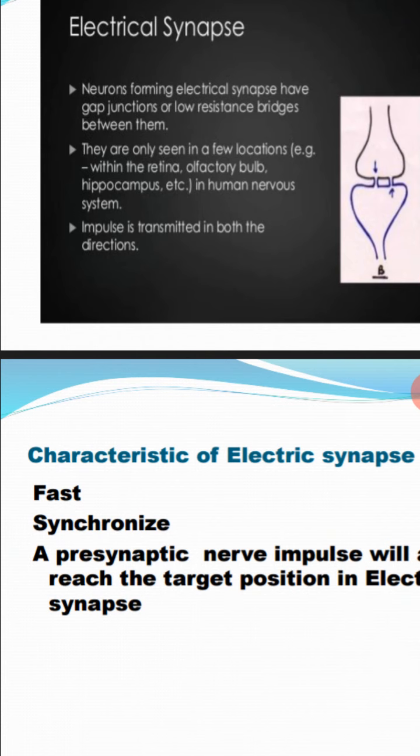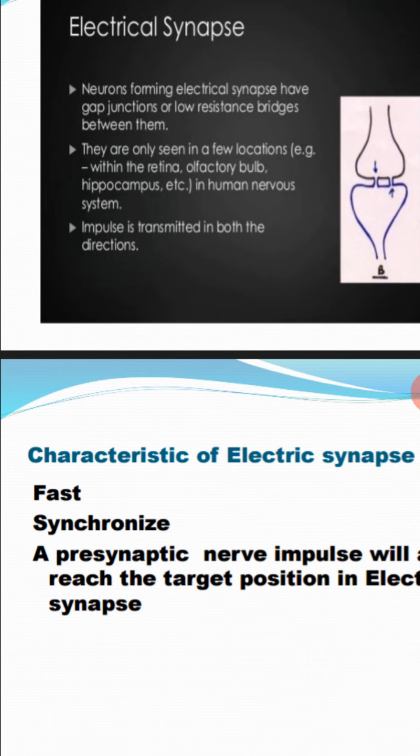It will never reach; either it will change into a graded potential, but it will not reach the target in a chemical synapse if it is not of threshold frequency. But in electrical synapse, once the presynaptic nerve impulse has started, it will always reach the target. So this is the difference.